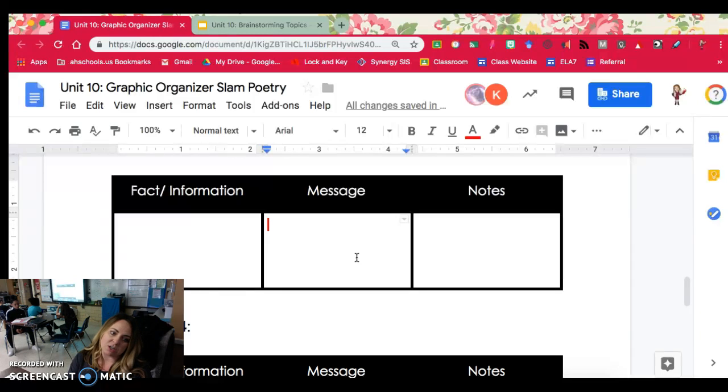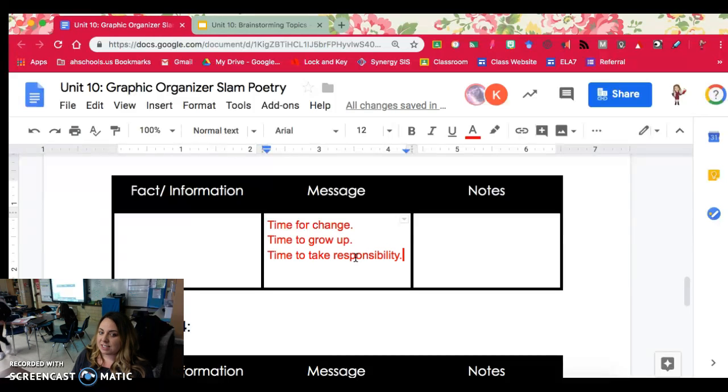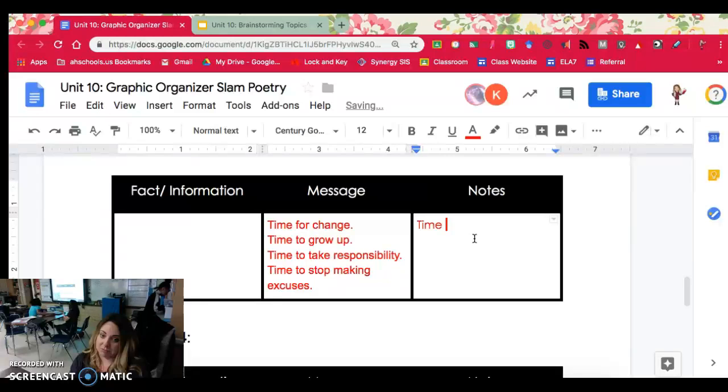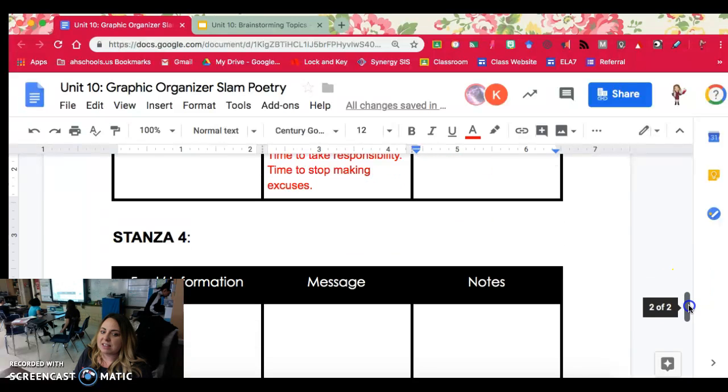Maybe my message then would turn to something about how it's time for change, time to grow up, time to take responsibility, time to stop making excuses. What do you see that I'm doing right now that's poetic? Repeating the word time, okay? Is that something I could definitely use in my poem throughout? Right? So I'm just randomly thinking of things and plugging away.